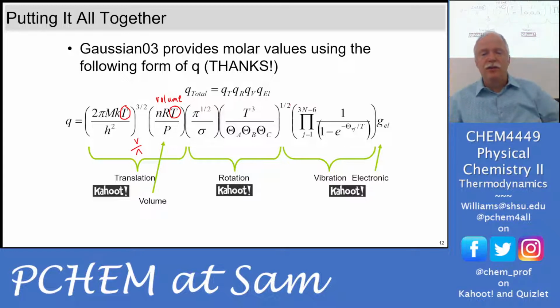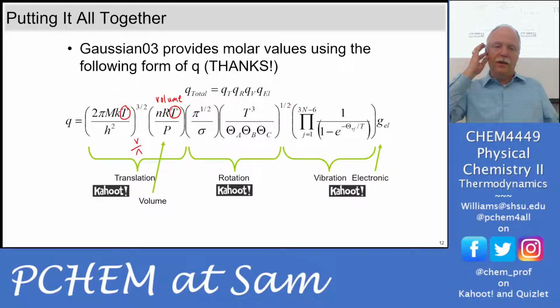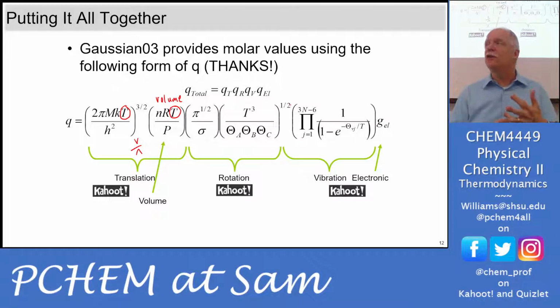Now, I have Kahoots listed on here, and that's just to indicate there are Kahoot questions that you can take. So go on to Kahoot, and if you want to study and review, you can search Chem_Prof and find all my Kahoots. This would be listed if you wanted to sort all of the ones relative to this course. Just search for 4449, and all of those Kahoots have 4449 in the title. And then you'll be able to see Kahoots related to the translational partition function and the rotational and the vibrational. So you can practice that way, test yourself.